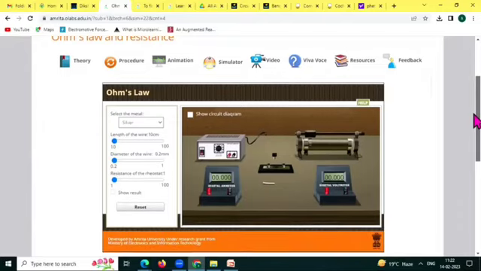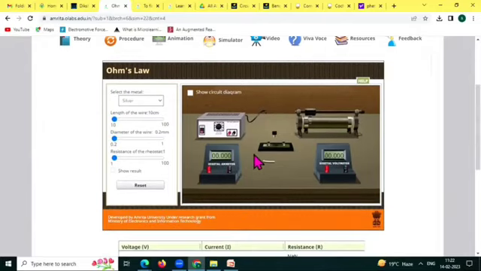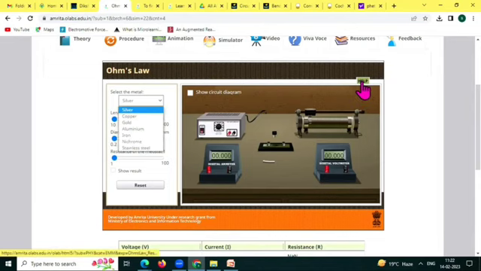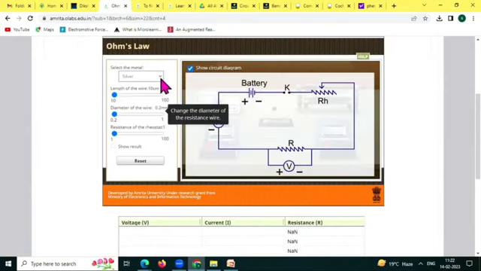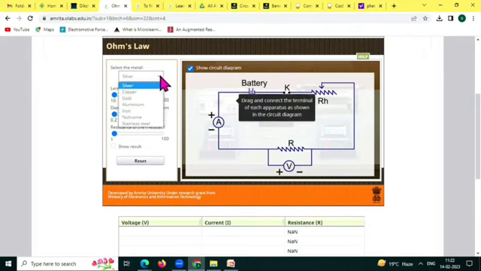Now, let us see one other icon here, the simulator. So, how does the simulator work? Apparatus are provided here. Here one icon you can see is help, so we can go through the help to see how to proceed. Show circuit diagram, I am clicking on the circuit diagram. Let us select the material that we want to use for determination of resistivity.